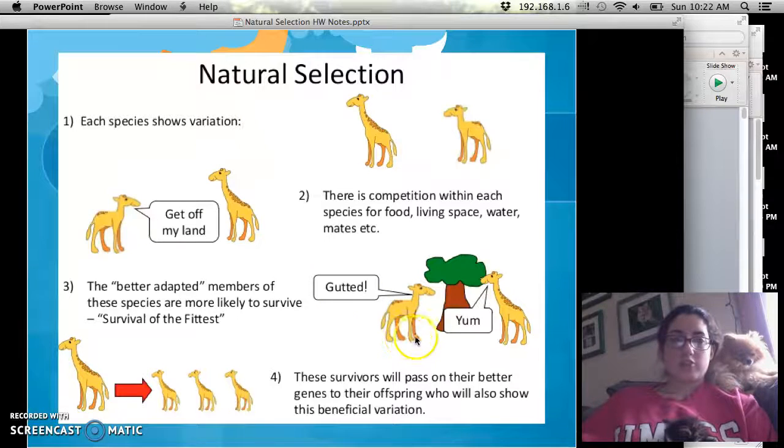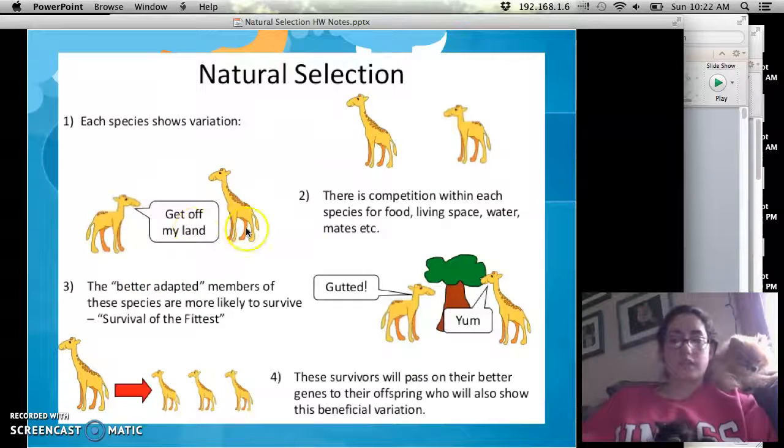So here is natural selection in a nutshell. Basically, all species show variation, which means differences. So here's some giraffes. This giraffe just so happens to have a shorter neck. This giraffe just so happens to have a longer neck. Just like people look different, right? People have different skin colors, hair colors, eye colors, heights, weights. We all look different. It's just how it is. All animals have that kind of variation.